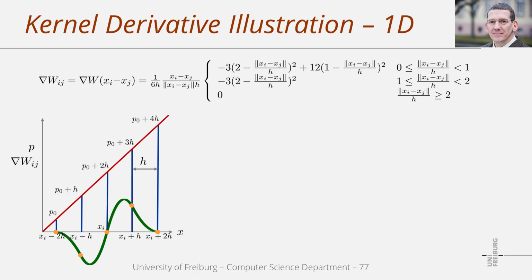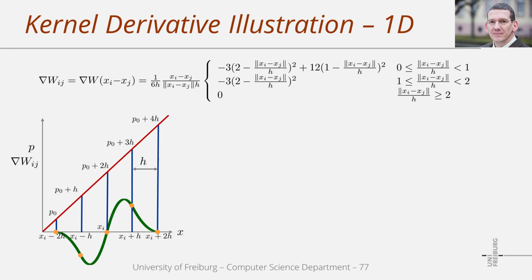Now on this slide I'd like to illustrate the SPH computation of a first derivative in 1D. We see the first derivative of the cubic spline kernel in 1D, and in the illustration we see some blue samples at positions x that represent some pressure values p. We see that the distances between the particles are equal to h, and we see that the differences between adjacent pressure samples is also h. So the first derivative of the pressure function is obviously 1.